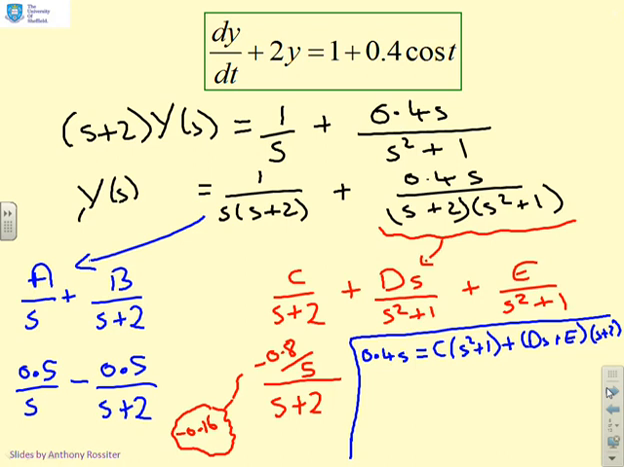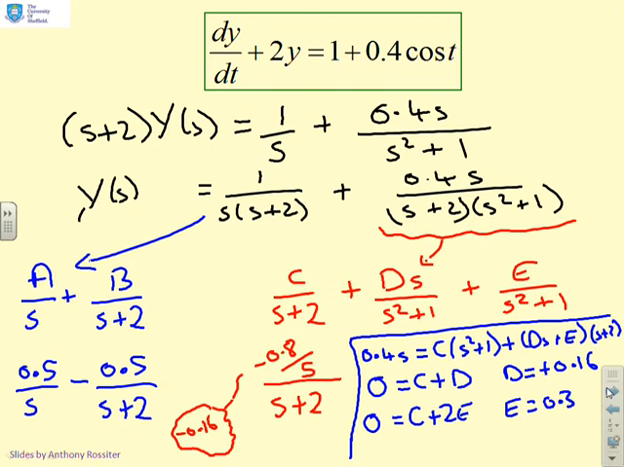Now what I can do is things like, let's equate coefficients of s squared. So you're going to get 0 equals C plus D, which tells you that D equals plus 0.16, because C is minus 0.16. What I can do next is look, for example, at the constants, in which case I'm going to get 0 equals C plus 2E, which tells you that E equals 0.32.